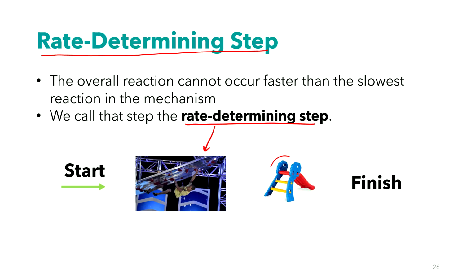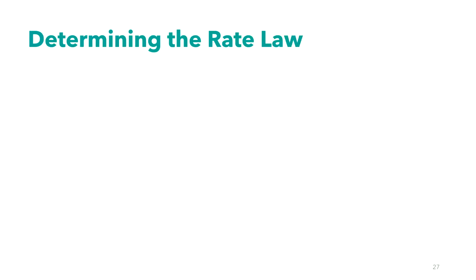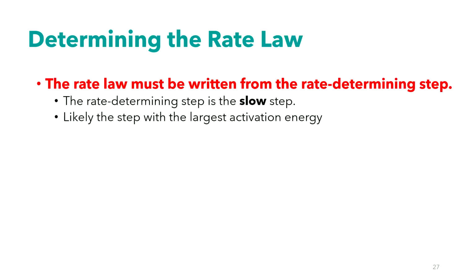We want to find the similar thing. I want to be able to look at those 2 steps and say, hey, which one's fast and which one's slow? That's what we need to do, because the slow one is going to tell us how fast the process goes. So this is our big rule.